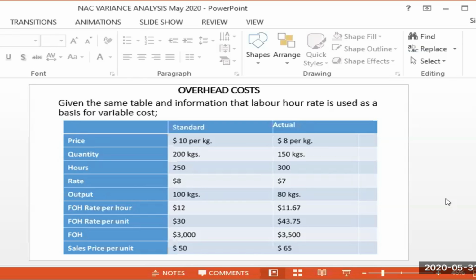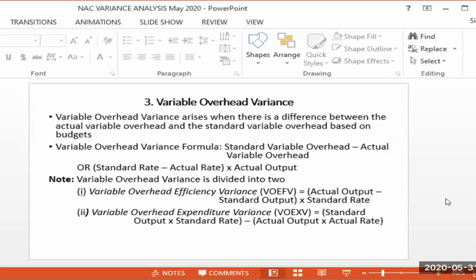So given the same table and information, labor hour rate is used as a basis for variable cost. Now, this information is very important because we are saying variable costs change with the level of activity. So for you to allocate the variable cost to the production, there must be a basis under which we are allocating the variable overheads. In this case, our basis for allocating overheads is labor hour rates. So we are going to use the labor hour rates to apportion our overheads to the production. And the figures are the same as what we were using yesterday.